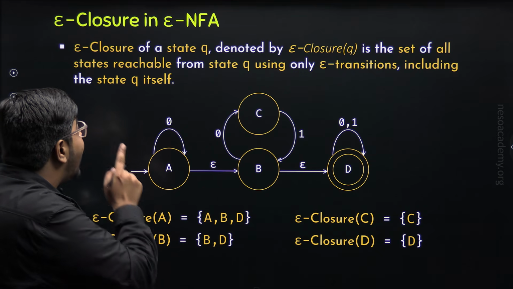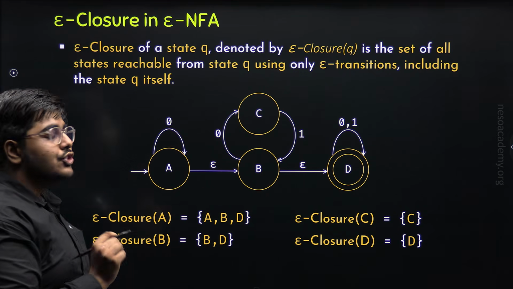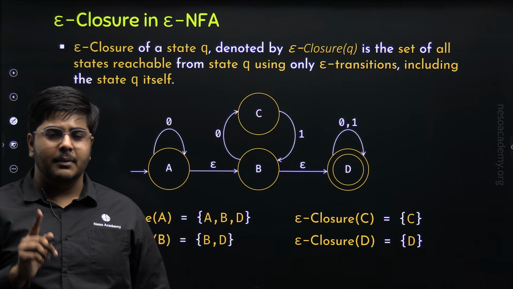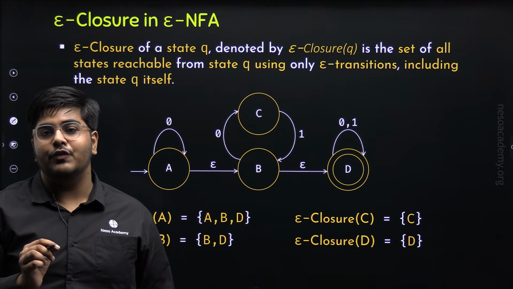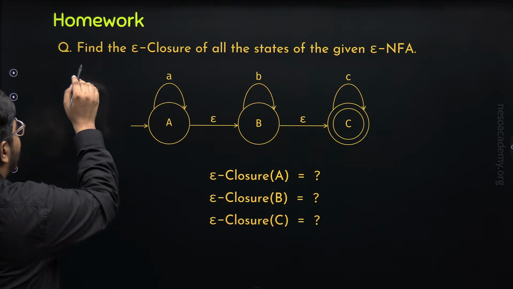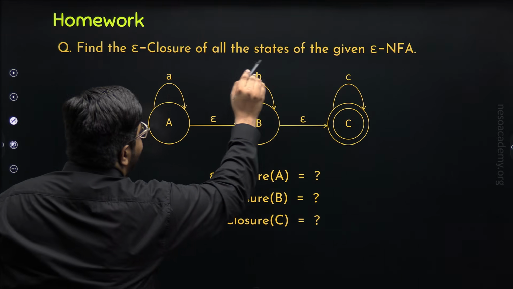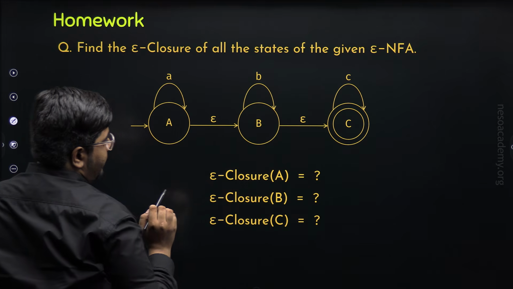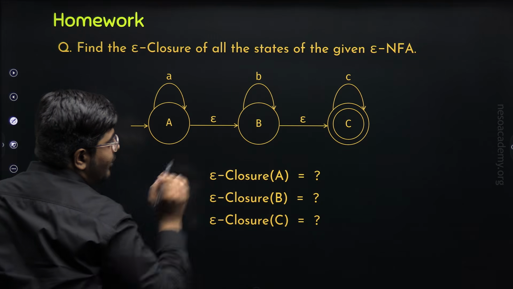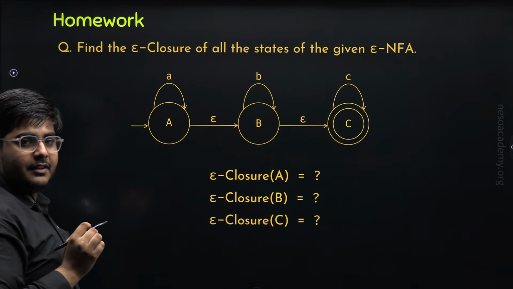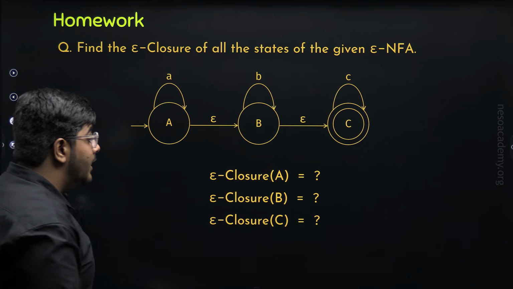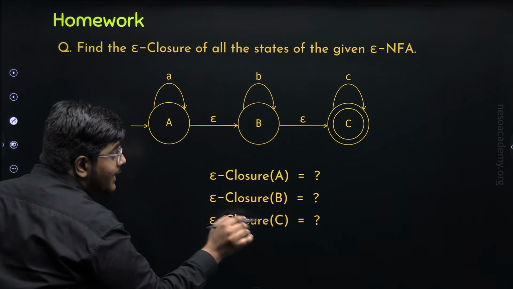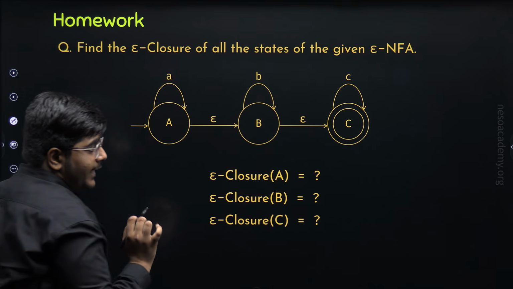In this way, we have completed our topic epsilon closure in epsilon-NFA. But before I end this lecture, I have one homework problem for you. Find the epsilon closure of all the states of the given epsilon-NFA. So this is a new transition diagram of an epsilon-NFA that I have taken for your homework, and you need to calculate the epsilon closure of all the states of this epsilon-NFA.